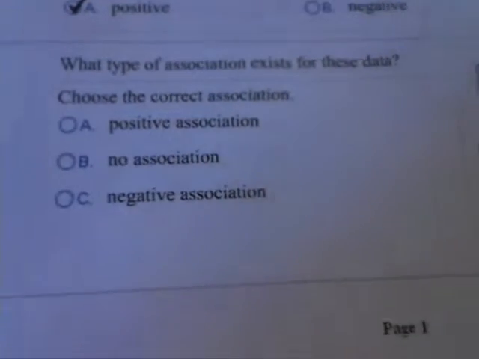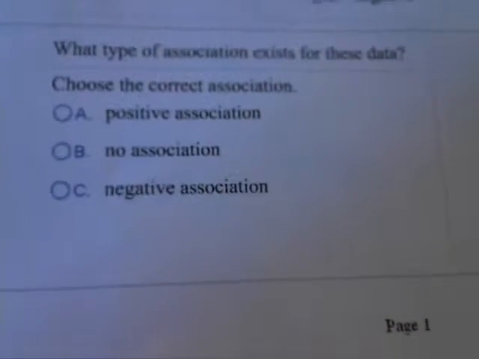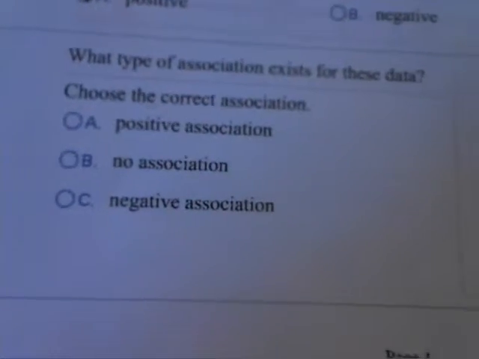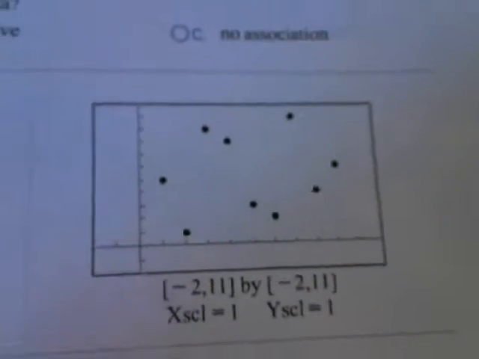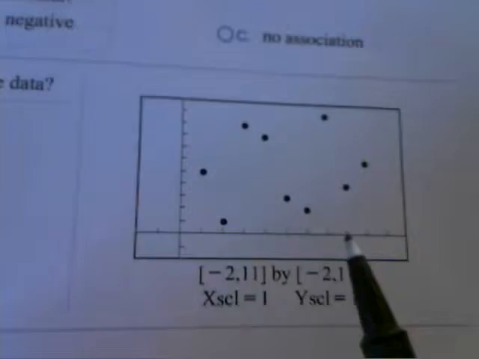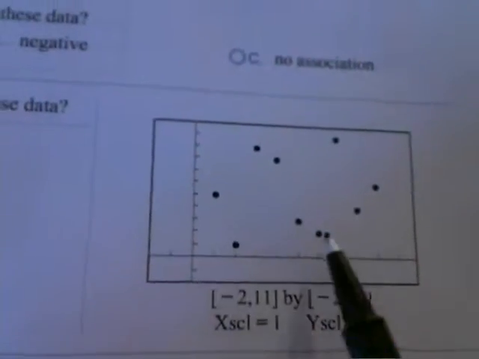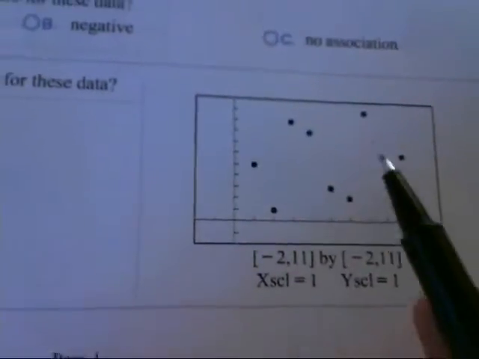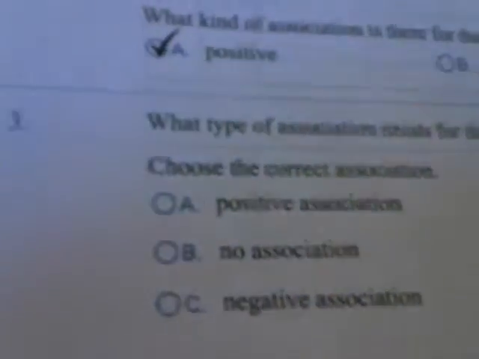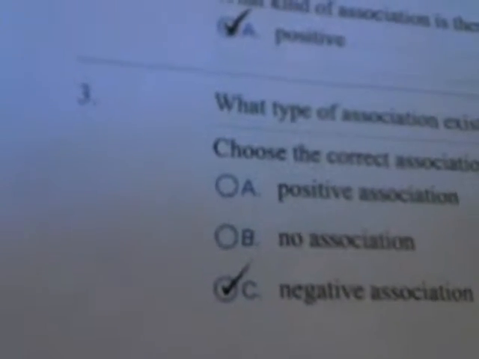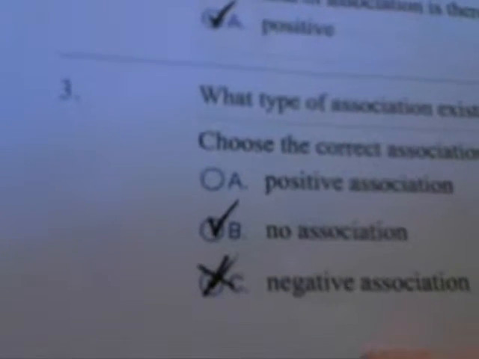Okay, now the next question is, problem number 3, what type of association exists for these data? Either positive, no association, or negative association. And here is the graph. And notice that these points are scattered everywhere on this graph. So there is no type of association that we can come up with for this set of data. So this graph has no association. Should be B, no association.